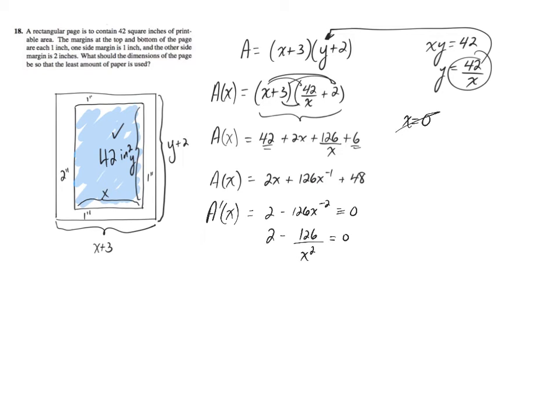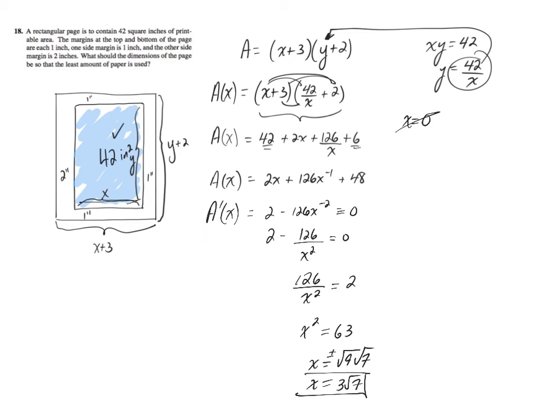We can add the 126 over x squared to the other side, and we get 126 over x squared is equal to 2. Cross multiply and divide. x squared is equal to 63. So x is the square root of 63, which is square root of 9 times square root of 7. So it's 3 root 7. Now, of course, it would be plus or minus 3 root 7, but again, we can't have a negative width of our printed area, so we can disregard that.